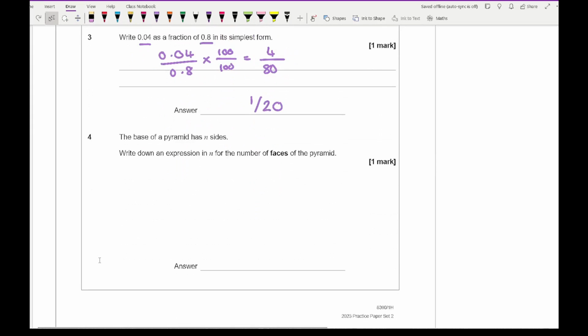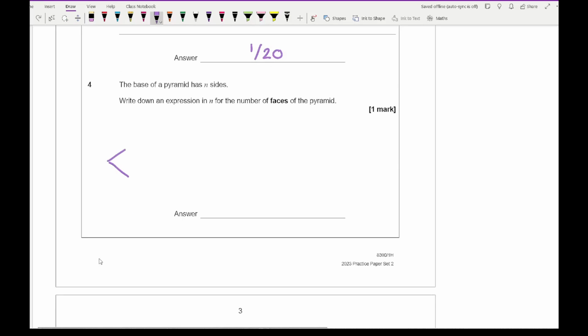Then for question 4, it says a base of a pyramid has n sides. Write down the expression in n for the number of faces in the pyramid. So again, if we had a square base pyramid, then we're going to be looking at 5 faces. If we had a triangular base pyramid, we're looking at 4 faces. So this is when n equals 4, this is when n equals 3.